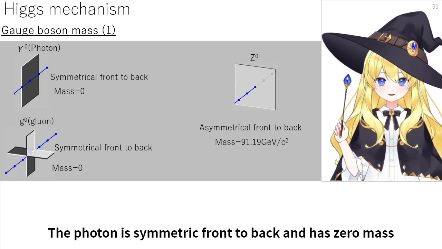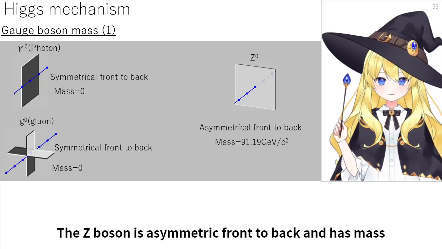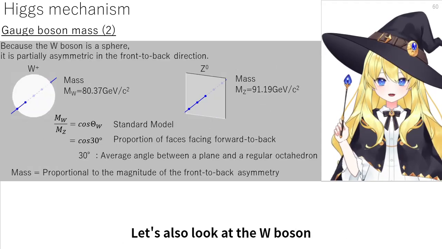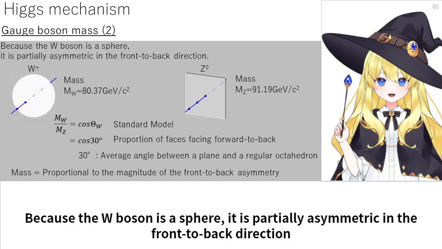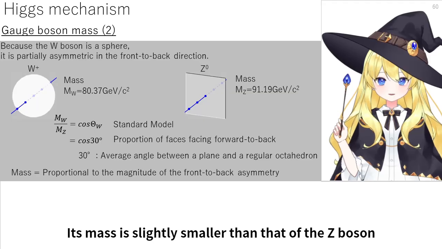The photon is symmetric front to back and has zero mass. The same is true for gluons. The Z boson is asymmetric front to back and has mass. Let's also look at the W boson. Because the W boson is a sphere, it is partially asymmetric in the front to back direction. Its mass is slightly smaller than that of the Z boson.